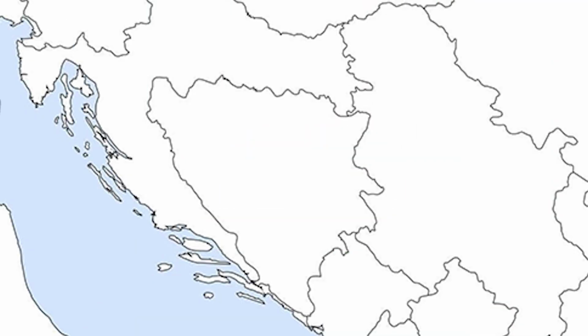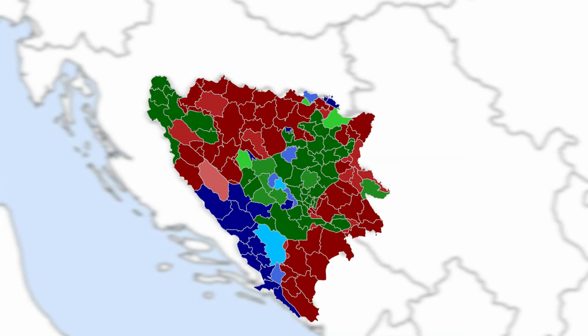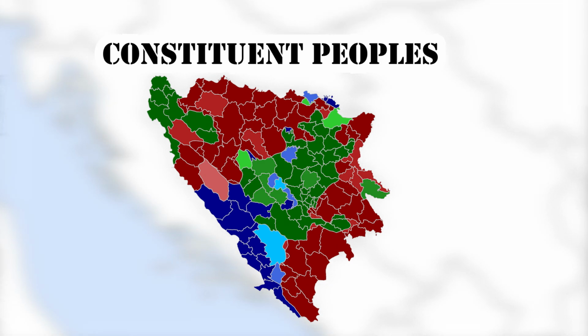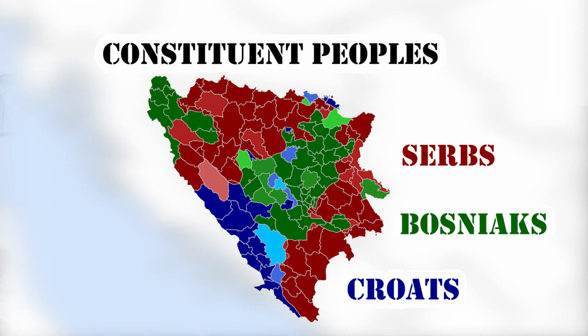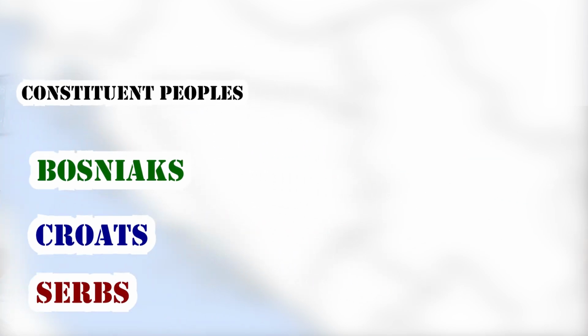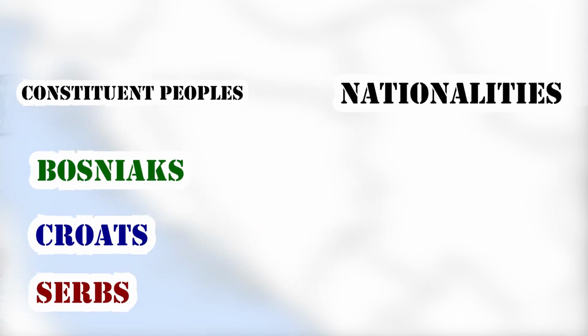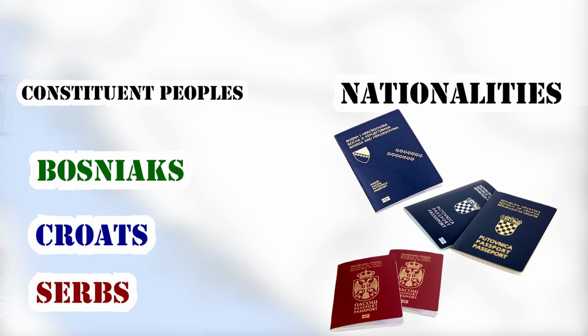When it comes to understanding this place, you'll have to get used to a few things. Firstly, always think in 3. This may seem like some sort of uniform blob of land in Europe, but in practice there are 3 key factions that we here call the constituent peoples: the Bosniaks, the Croats, and the Serbs. All of which are ethnic identities not to be confused with nationalities like Bosnian, Croatian, and Serbian.